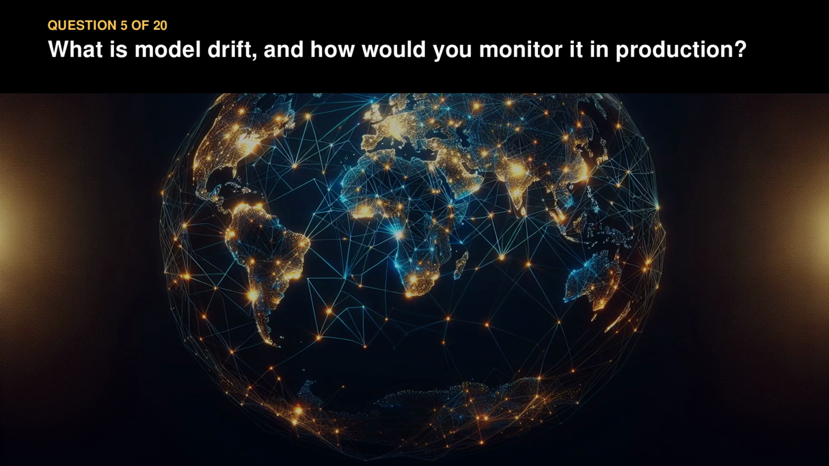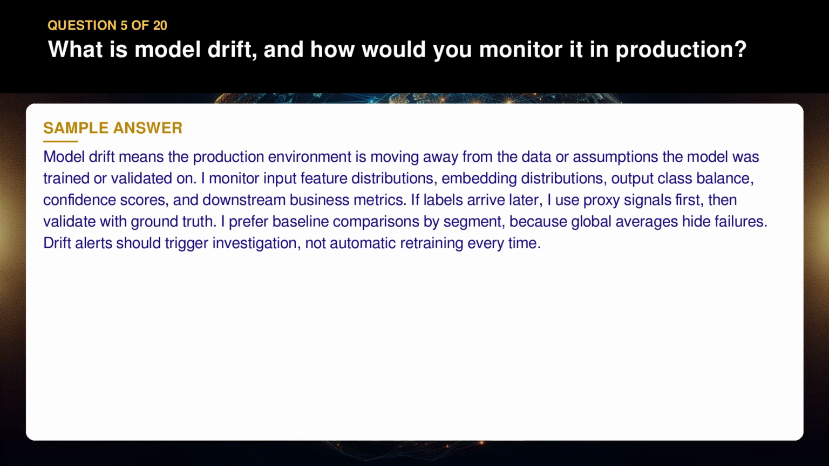Question 5. What is model drift and how would you monitor it in production? Model drift means the production environment is moving away from the data or assumptions the model was trained or validated on. I monitor input feature distributions, embedding distributions, output class balance, confidence scores, and downstream business metrics. If labels arrive later, I use proxy signals first, then validate with ground truth.